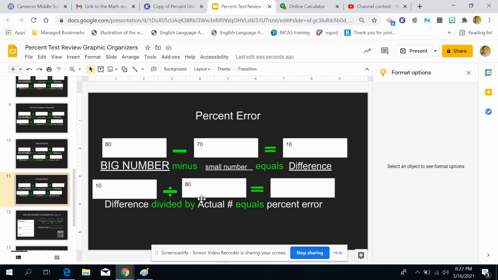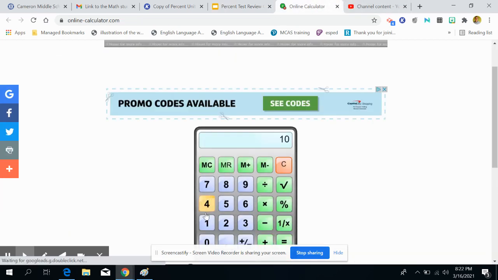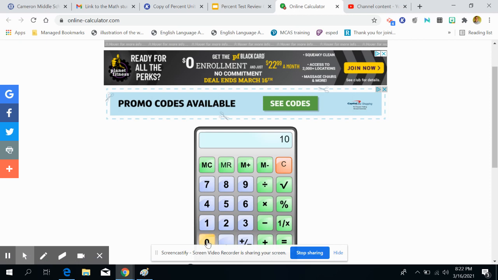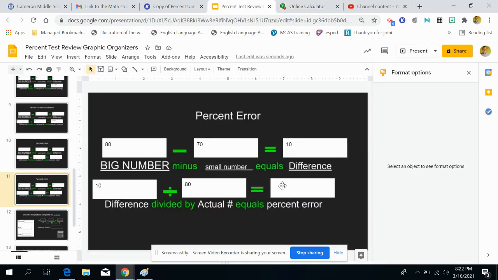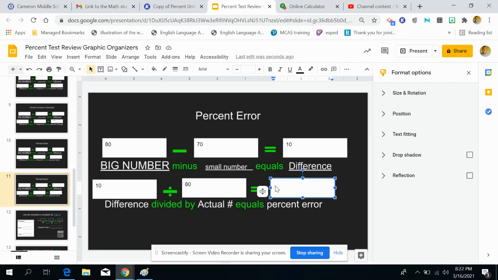So again, I'm going to go to my calculator, clear it out. 10 divided by 80 equals 0.125. So my percent error as a decimal is 0.125. Now, you know we have to convert this decimal to a percent by moving the decimal point 2 spaces to the right. When I do that, I end up with 12.5%.